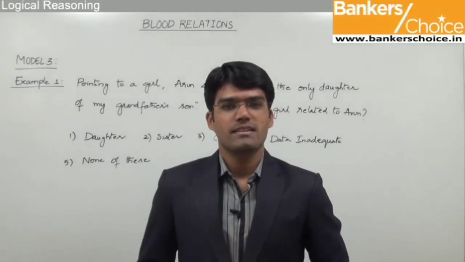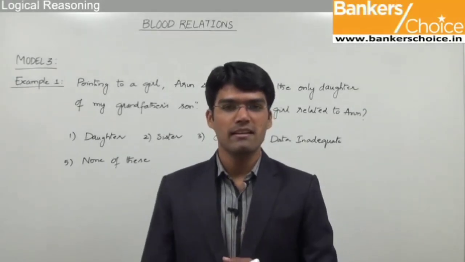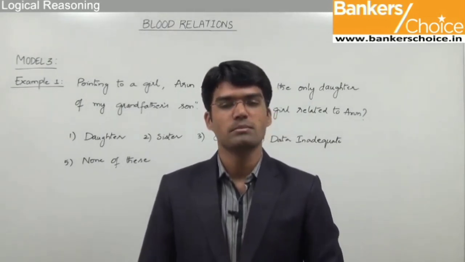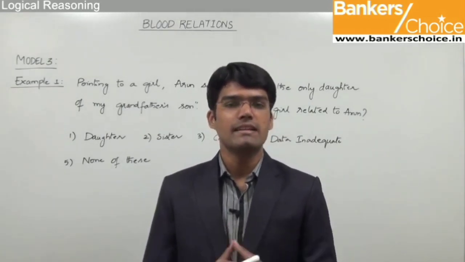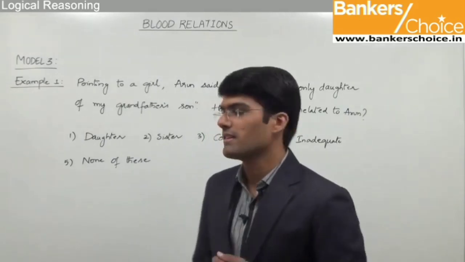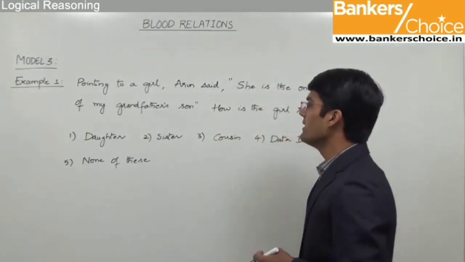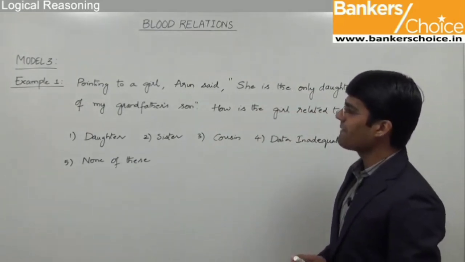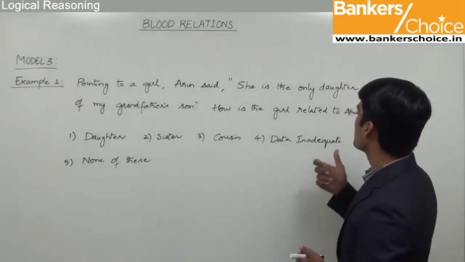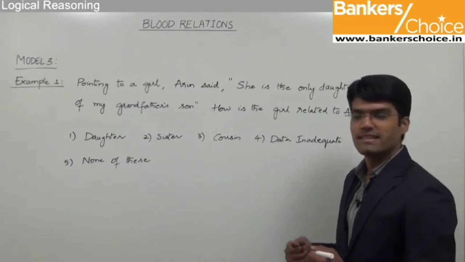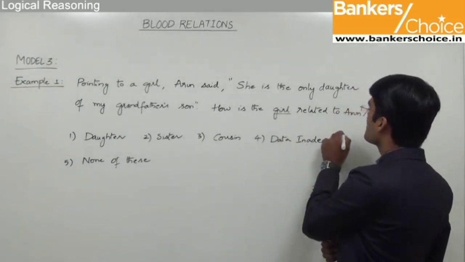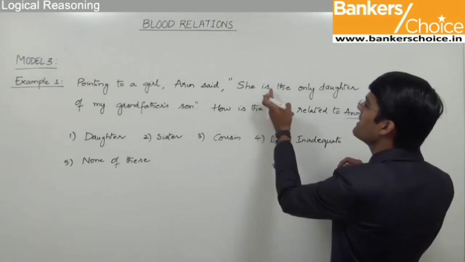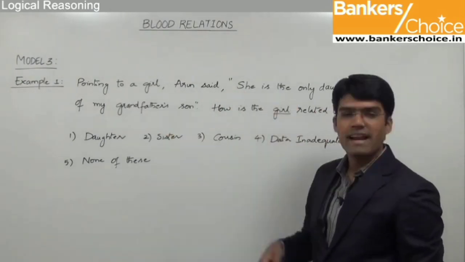We are now going to discuss the most interesting model from blood relations, where we are supposed to find out the relationship between the two given persons from the lengthy indirect statement. Let's look at the question here. Pointing to a girl, Arun said, "She is the only daughter of my grandfather's son." How is the girl related to Arun? So as you can see here, we need to establish the relationship between girl and Arun from the statement, that is, she is the only daughter of my grandfather's son.